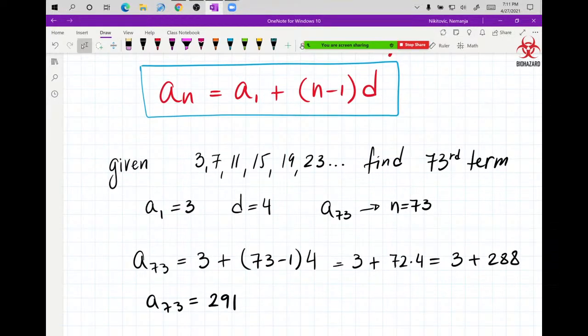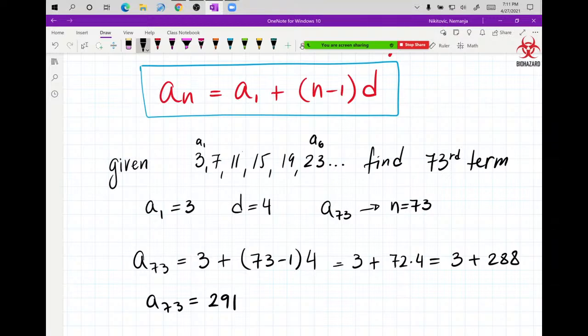We only see a_1 through a_6 in the sequence that is given, but they wanted the 73rd term. Can you sit and write them all out to the 73rd term? Sure, you can. It's going to take some time. But using the formula, it goes very, very quick.